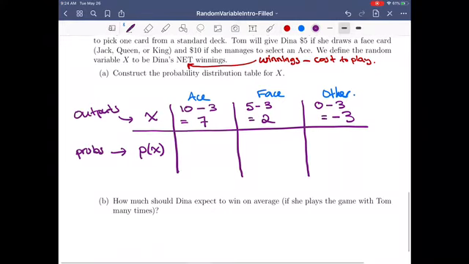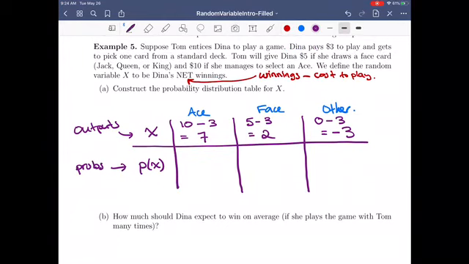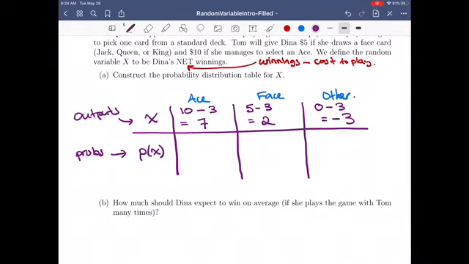Now we want to compute the probabilities. She's only picking one card from the deck, so these probabilities are fairly straightforward. There's 4 aces out of 52 cards, so the chance that she picks an ace is 4 out of 52. There's 12 face cards, 4 each of Jack, Queen, and King, so 12 face cards over the 52 total cards. And that leaves 36 other cards over the 52. That would be our probability distribution table.